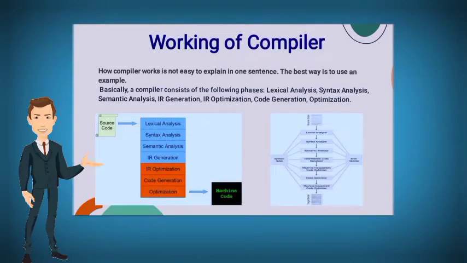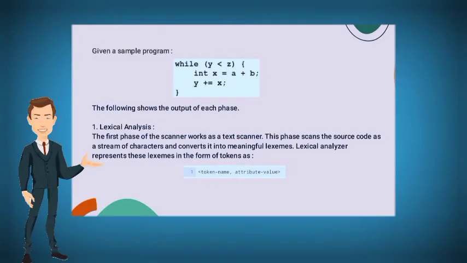Next topic is the working of a compiler. How a compiler works is not easy to explain in one sentence. The best way is to use an example. Basically, a compiler consists of the following phases: lexical analysis, syntax analysis, semantic analysis, IR generation, IR optimization, code generation, and optimization. Given a sample program, while y is greater than z, int x is equal to a plus b, y plus equal to x. The following shows the output of each phase.